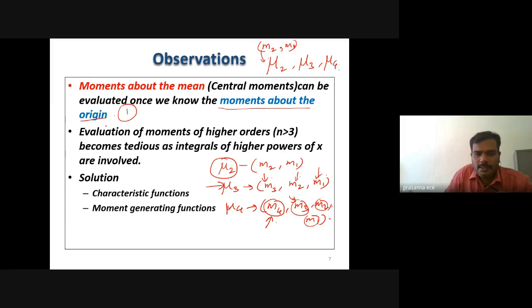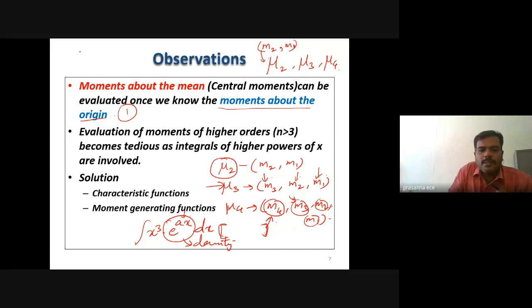The second observation is that evaluation of moments of higher orders, that is n greater than 3, becomes tedious as integrals of higher powers of x are involved. Here we had to evaluate x cube into e power ax dx. Since this is in the simple e power ax form, we had a standard form and we evaluated it. Whatever comes next to x cube is the density function, and since this was a simple density function, we were able to use our standard result.